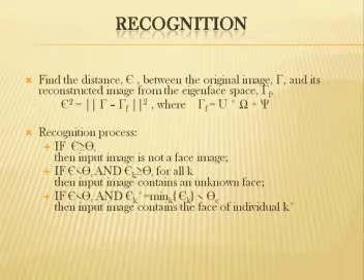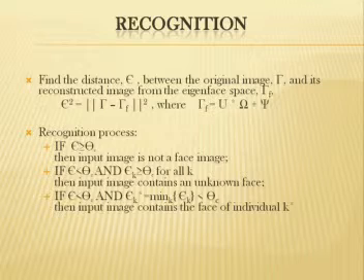Find the distance between the original image and its reconstructed image from the eigenface space, with the formula epsilon squared equals the magnitude of tau minus tau f, whole squared, where tau f equals U into omega plus psi.